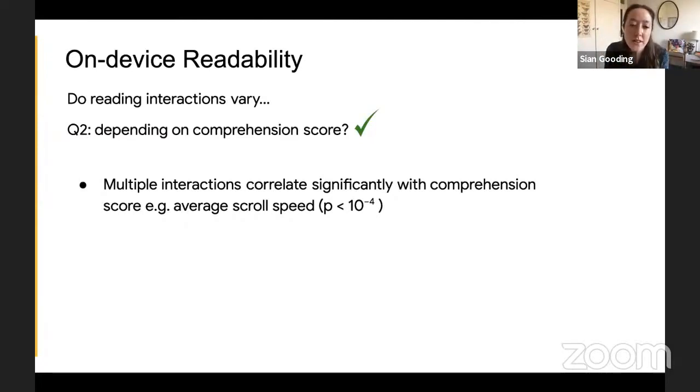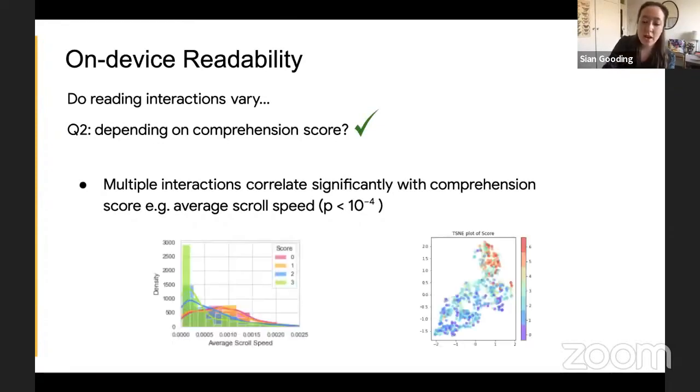So there's almost a Goldilocks effect, where if someone's reading too fast, then they're not paying attention, or if someone's reading too slow, they're probably finding it quite difficult. And there's a middle ground where actually it's likely that they've read and understood the text. And here you can see a histogram with the different scores, and you can see that there are different distributions there, different spread of speeds.